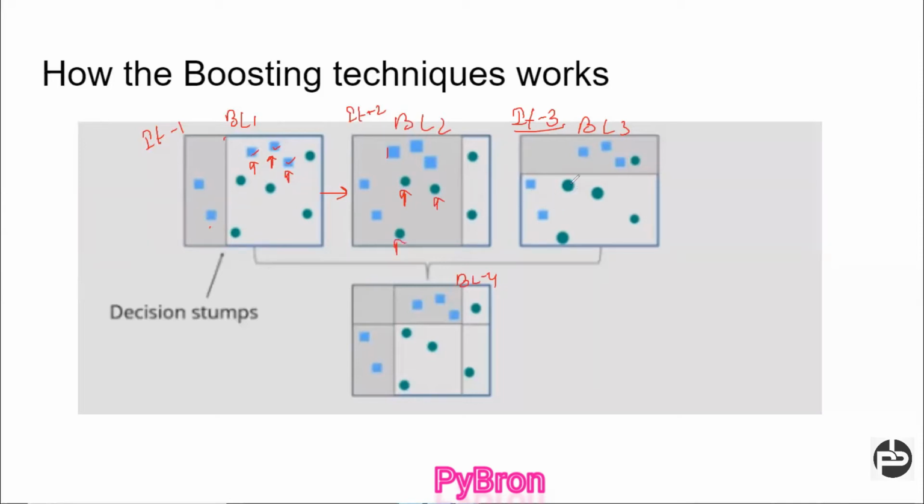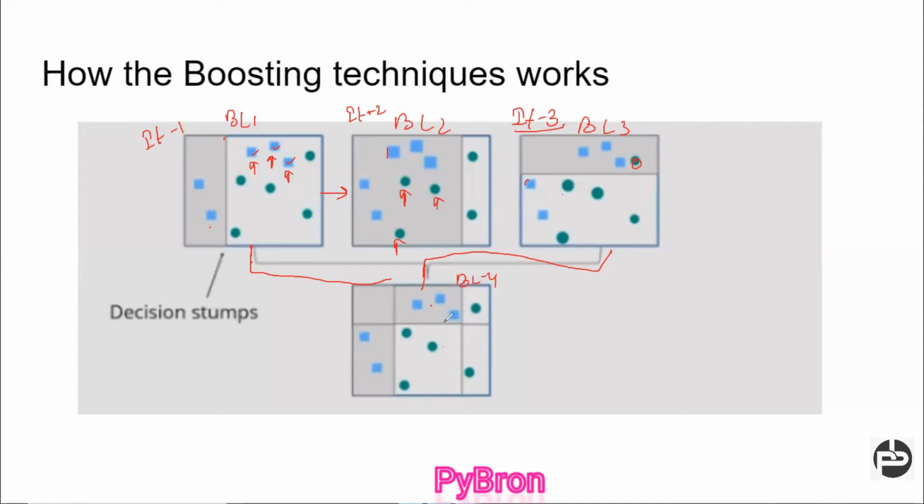What I did, I changed the shape of these circles, and in the third iteration I can say again, still one circle and two squares are wrongly identified. So in the fourth iteration, what I'm going to do, all these three base learner outputs, I'm going to merge in a single iteration and in a single base learner, and now my base learner 4 is able to identify the square shape and circle properly.